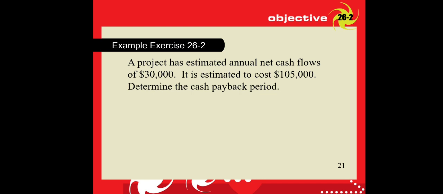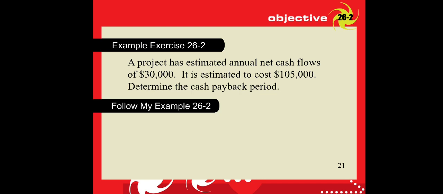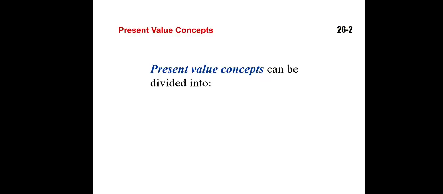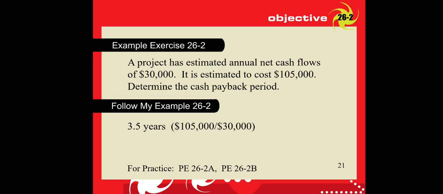Okay, this is an example. A project has estimated annual net cash flows of 30,000. It is estimated to cost 105,000. Determine the cash payback period. So this is easy. Annual net cash flow 30,000. So every year 30,000, same. So you can use the formula. The formula is 105,000 divided by 30,000. So you know that the cash payback period is 3.5 years or 3 years and a half.